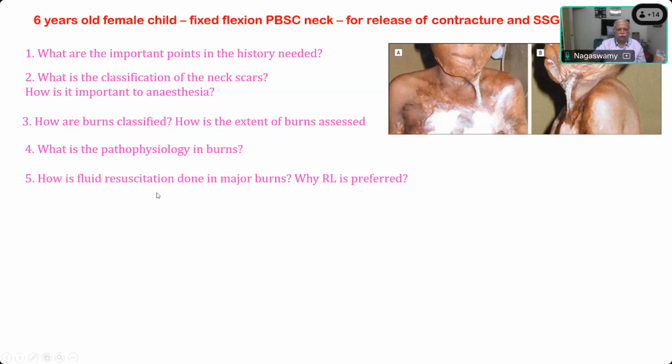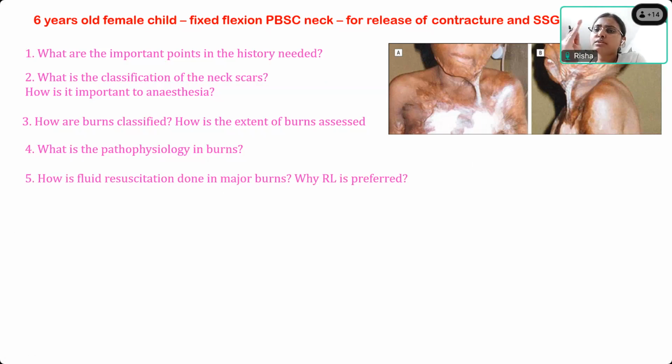So how is fluid resuscitation done in major burns? What are the formulas that are available? One is the Parkland formula. What is the alternate to the Parkland formula? Brooke formula. What is the difference between the two?